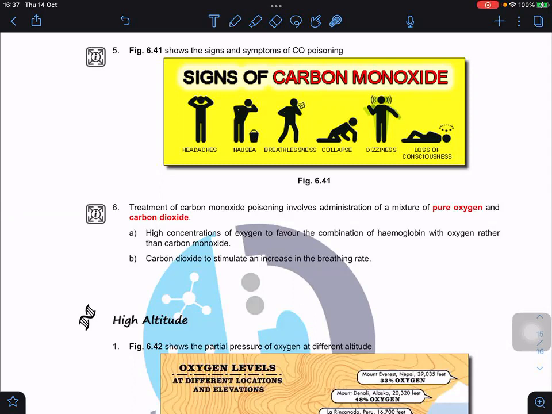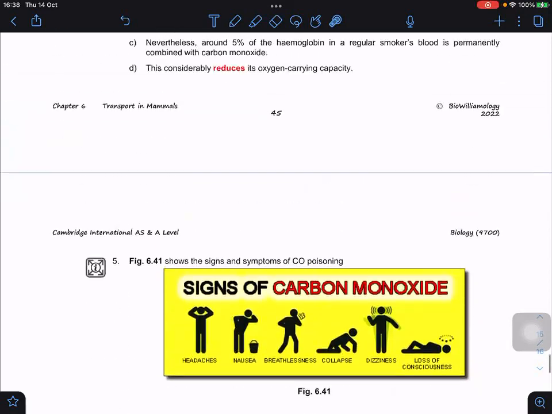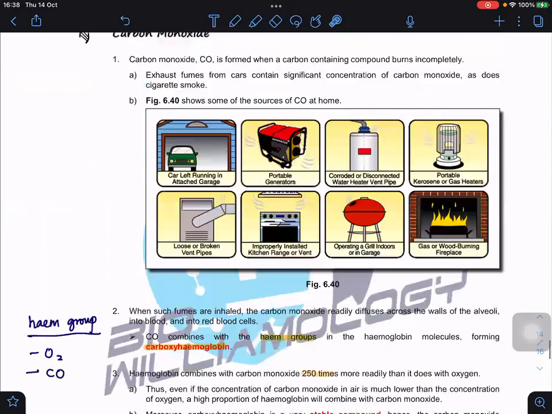So how do we do this? We actually give carbon dioxide so that our body will be tricked, will be fooled by the carbon dioxide. So our body thinks, oh, we have more CO2. Why have more CO2? Is it because we didn't breathe in enough? Then it will trigger our body to breathe more. So when you breathe more, you take in more oxygen and release more CO. Okay, so this is what we call carbon monoxide poisoning.